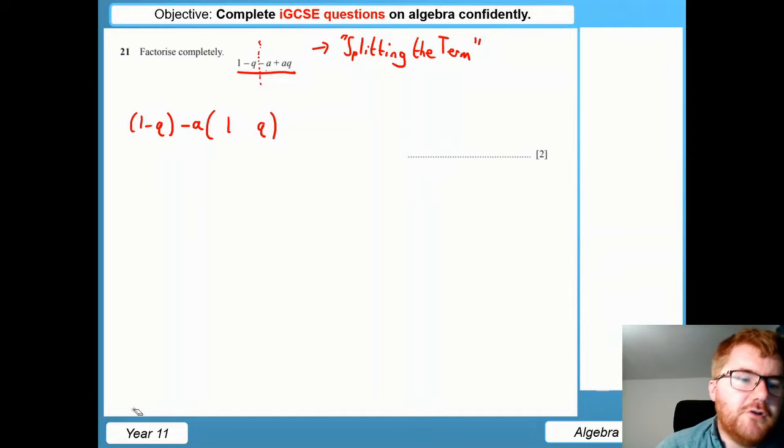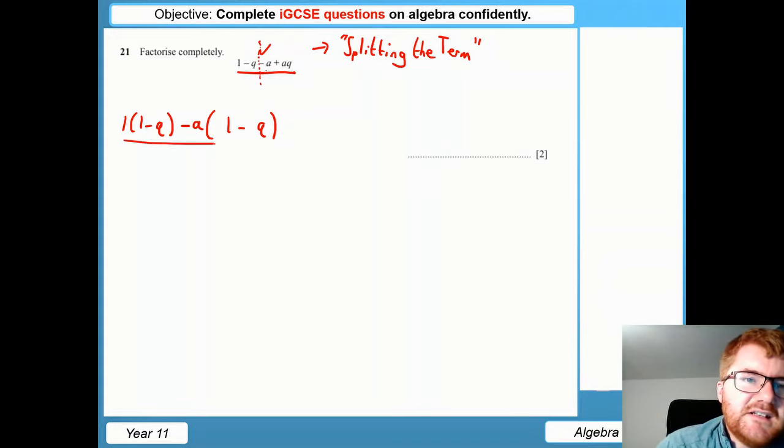Again, if you're not sure about what I'm doing at this particular point, then let's just go backwards. If you do minus a times 1, that's minus a. That's all good. Minus a times minus q is plus aq. So I've just put this into a single bracket, and now the magic is going to happen at this point. Now I put a 1 out here just so you can see what's going on.